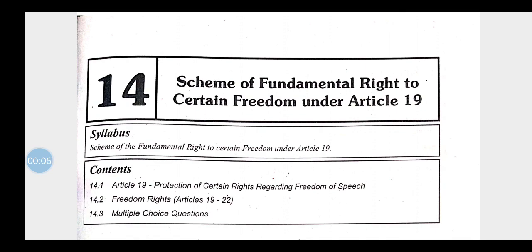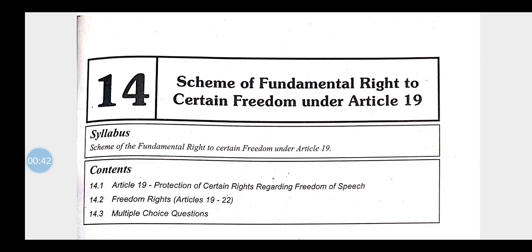So today I'm going to discuss your unit number 14, which is the Scheme of Fundamental Right to Certain Freedom under Article 19. Right. So in this video lecture, you have to study two topics. First one is Article 19, which means protection of certain rights regarding freedom of speech, and the second one, freedom of rights, which means Article 19 to 22. Right. So the first thing is I would like to discuss the first point, Article 19.